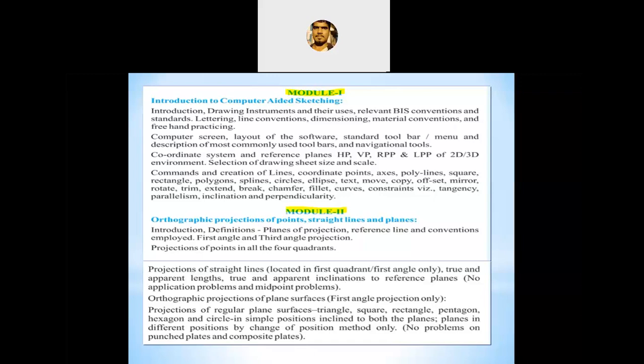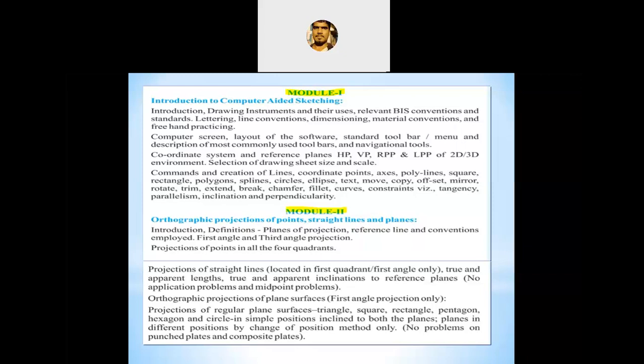In the projection of straight lines, again there is the first quadrant, and we are only discussing the first quadrant. So true length, apparent length, apparent inclination, true inclination, reference plane, and problems based only on those things. There are no problems based on midpoints. We are not discussing problems on midpoints.